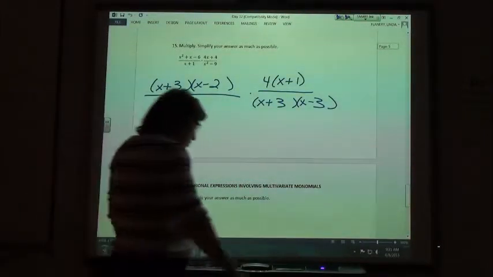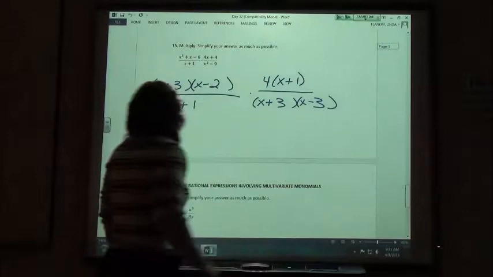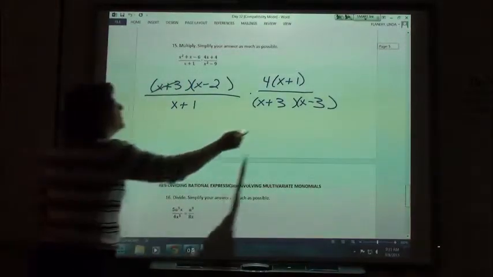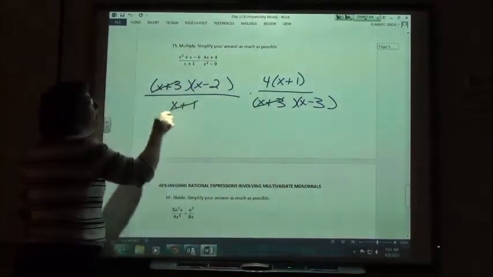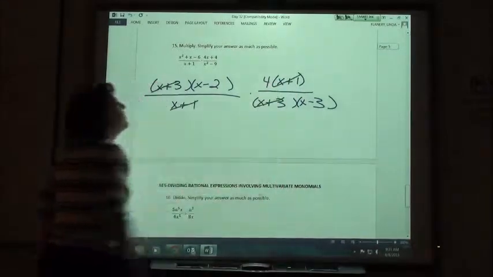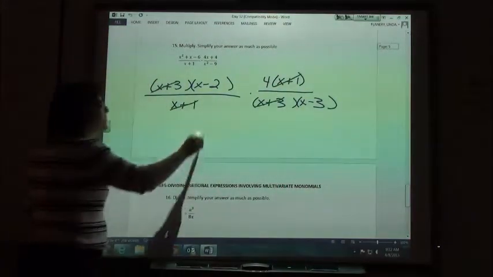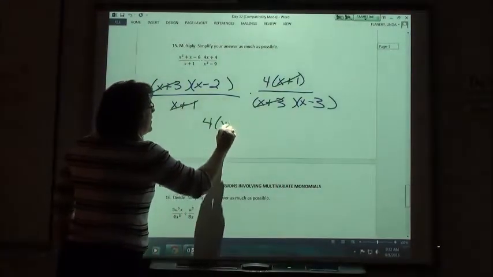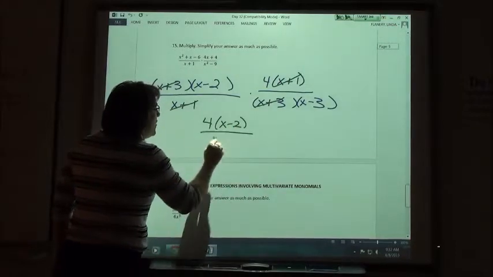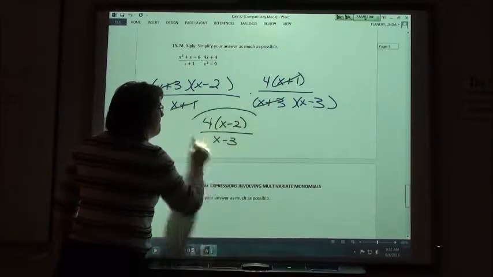So on this one, we can cancel out x plus 3 and x plus 1. So our answer, 4 times x minus 2 over x minus 3.